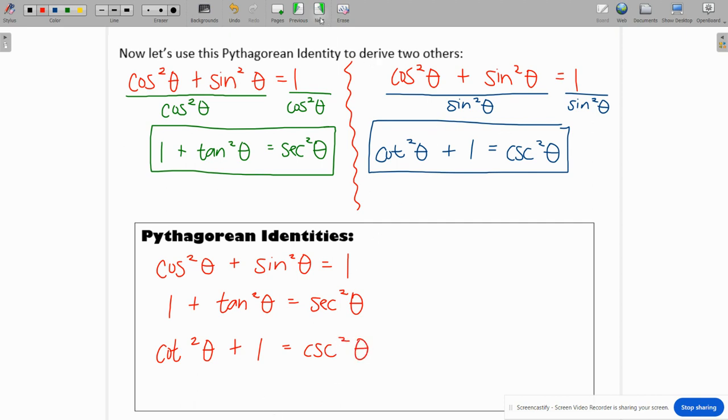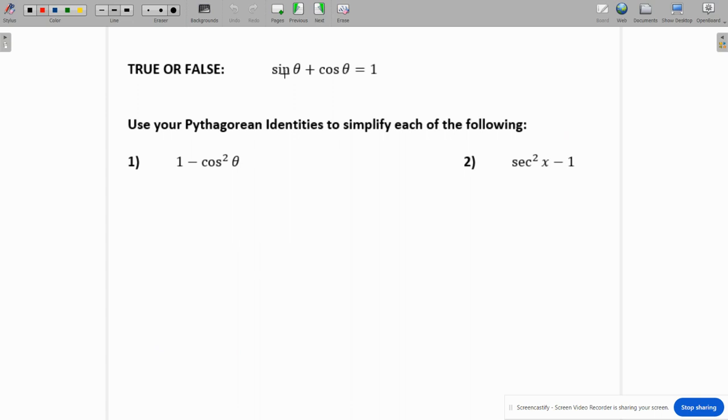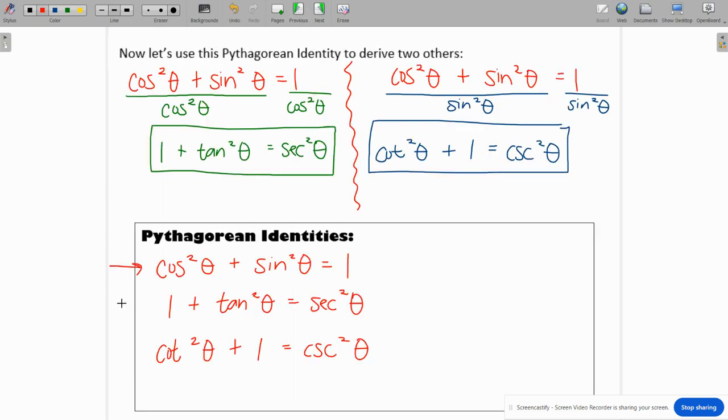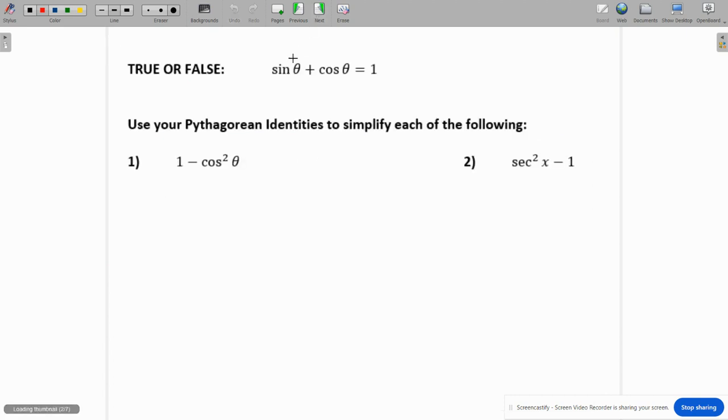Now, one thing I want to point out is this statement right here, sine of theta plus cosine of theta equals 1. Notice that this is not the same as what we have here. Here we have cosine squared plus sine squared equals 1, whereas here it's just sine plus cosine equals 1. We know that this is going to be false. Let's think about pi over 6. If I said sine of theta, so sine of pi over 6, I know that's 1/2, plus cosine of pi over 6 is root 3 over 2. That's not going to equal 1.